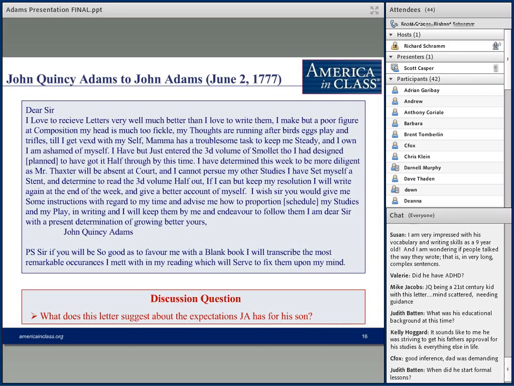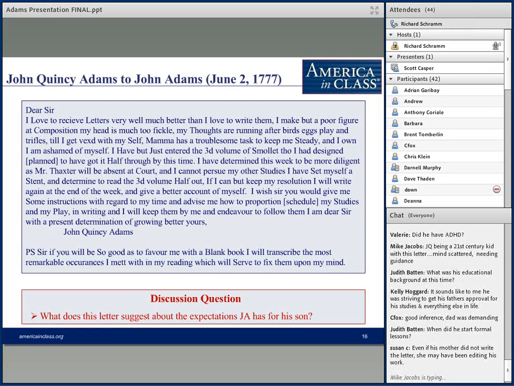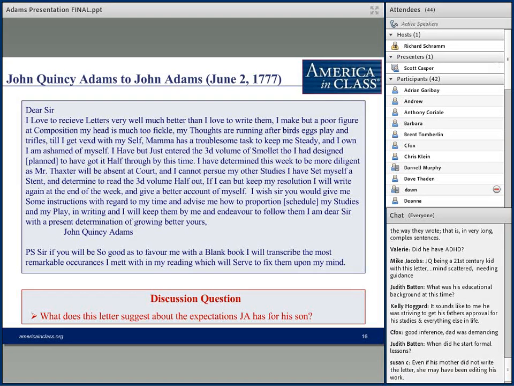My thoughts are running after birds' eggs. Is that really something... may have had some role here, but this could very well have been written by John Quincy, given the level of his reading at this point. Yeah, Smollett's a rough go. It surprises me to think of a 9-year-old reading Smollett, even in the 18th century. So, shall we move to... Yes.